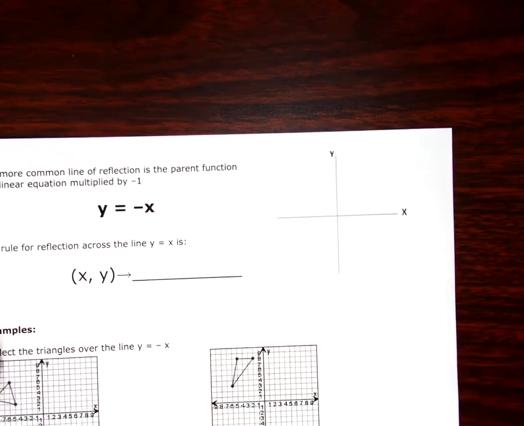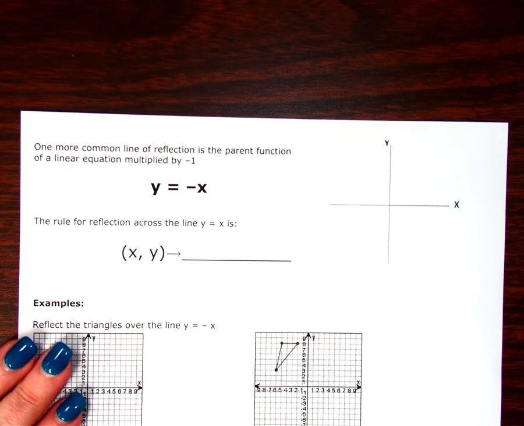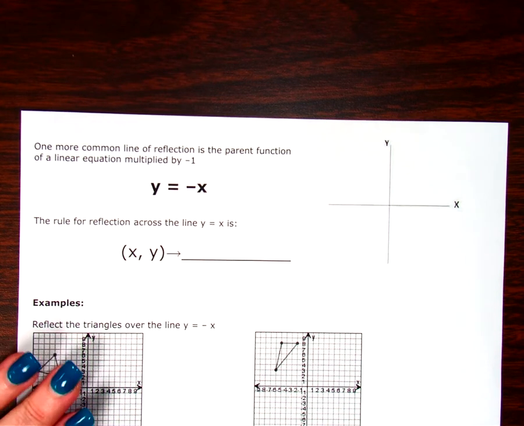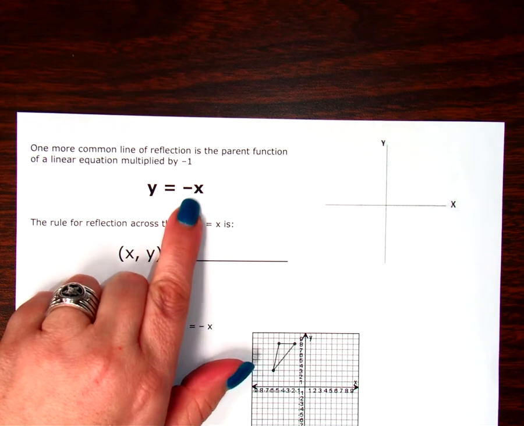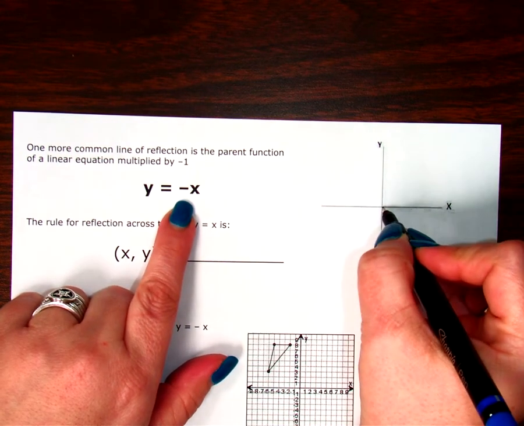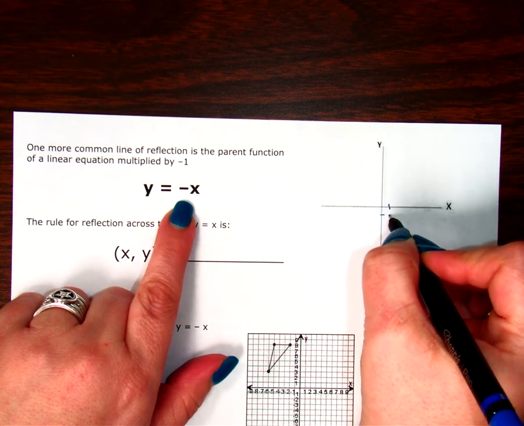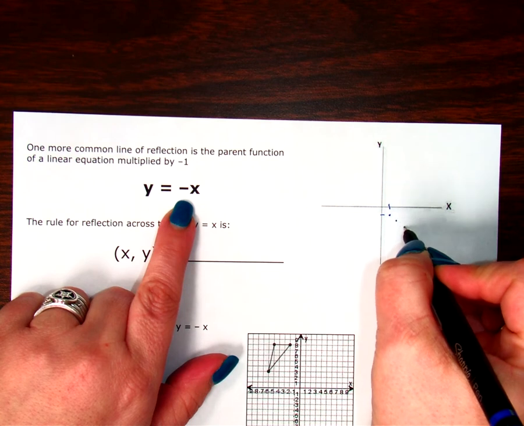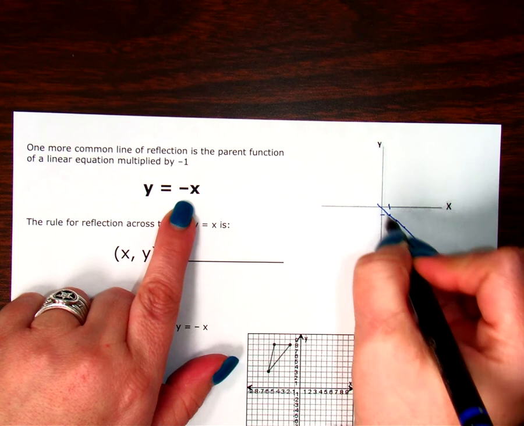In the next section, we're going to look at the negative parent function. So a common line of reflection is the parent function of a linear equation multiplied by negative 1. So this time I'm going to have a slope of negative 1. So instead of going up 1 over 1, we would be going down 1 over 1. And so I would end up with my negative parent function going this direction.